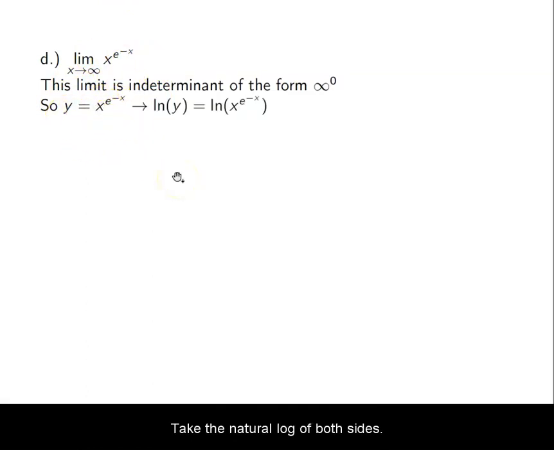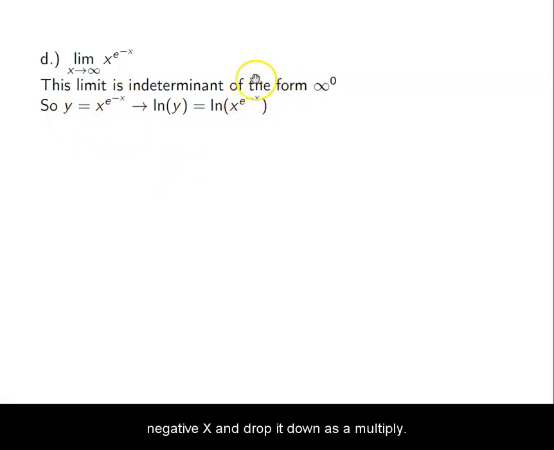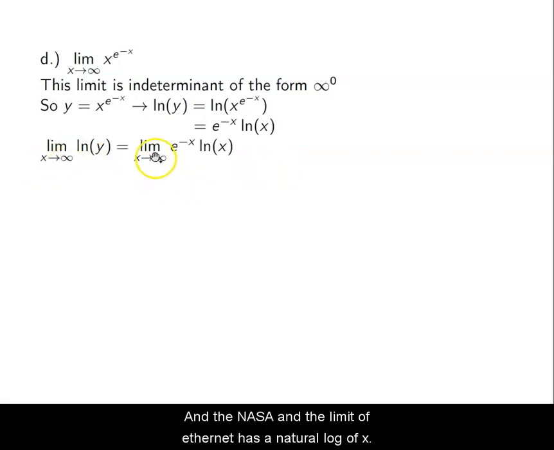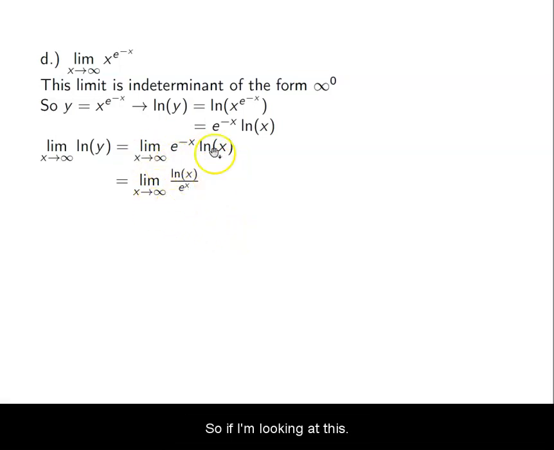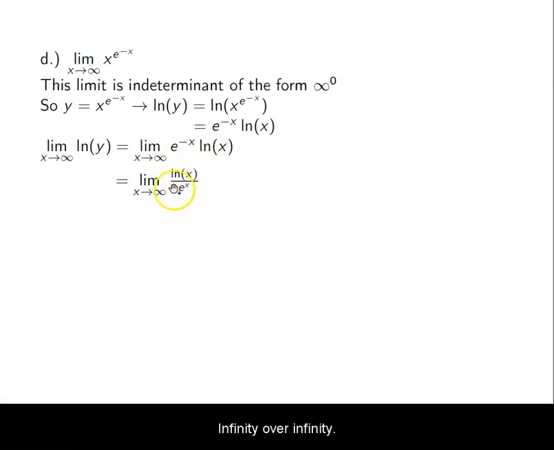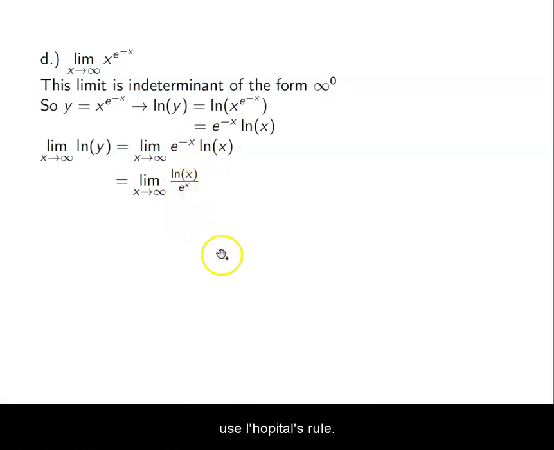Take the natural log of both sides, which allows me to take this power function, e to the negative x, and drop it down as a multiplier. So now I can take the limit of both sides: the limit of the natural log of y as x goes to infinity, and the limit of e to the negative x times the natural log of x as x goes to infinity. So if I'm looking at this, it's indeterminate form, right? It's infinity over infinity, which is nice because I need it in this form. So then I can use L'Hopital's rule.